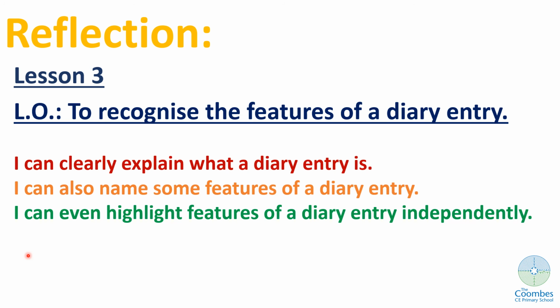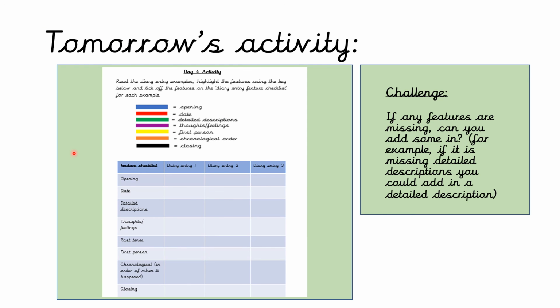And now we're just going to look at what we will be doing in tomorrow's session. So we're continuing to look at diary entry features, but this time I've got 3 different examples, not related to the Night Pirates, but 3 different examples of diary entries. I would like you to highlight those features in each diary entry that we've looked at today, and then complete the feature checklist shown here. So you've got diary entry 1, diary entry 2, and diary entry 3.